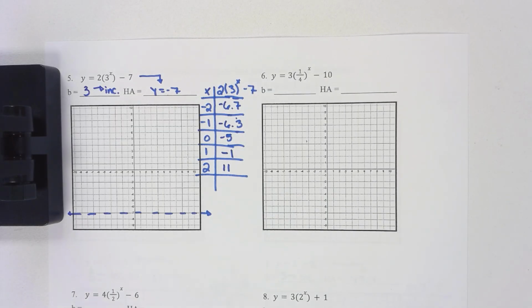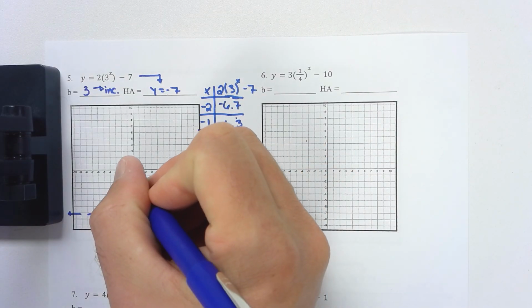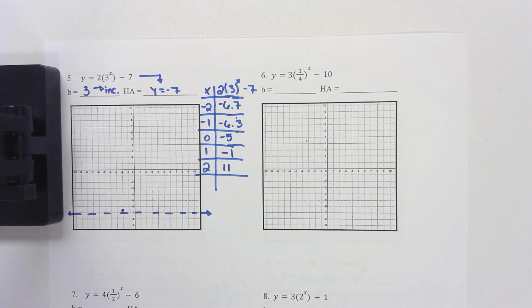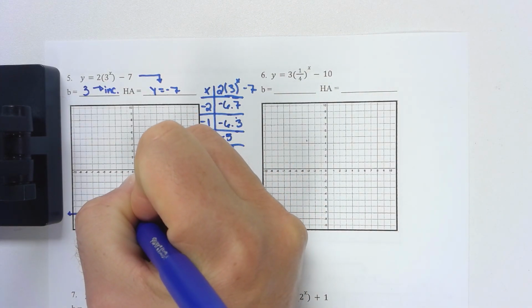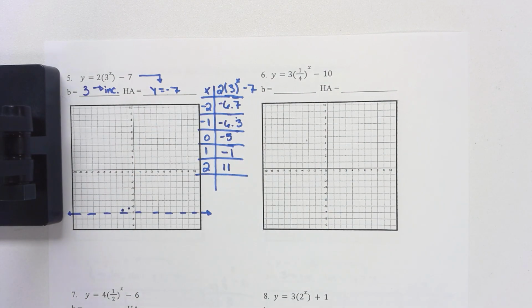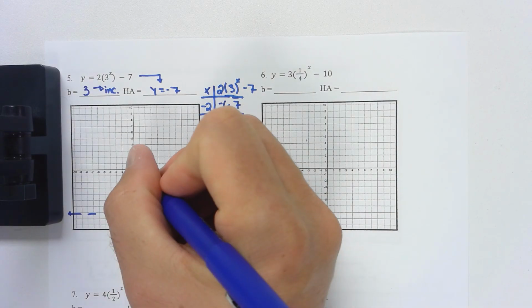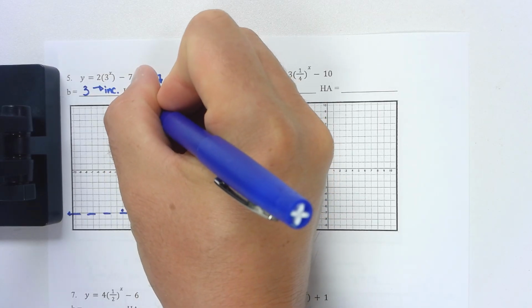Now that we have our 5 points, we can plot them, and hopefully when we connect them, we see that they increase as they go to the right. So negative 2, and then negative 6, and a little extra, so fairly close to negative 7. Negative 1, and negative 6.3, so a little less than where we were previously. 0, negative 5, 1, negative 1, and then 2, 11 takes us slightly off the graph.